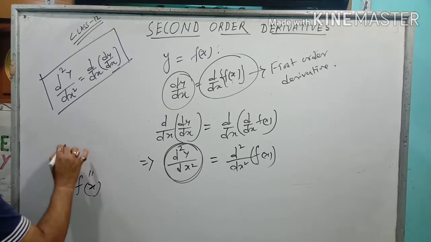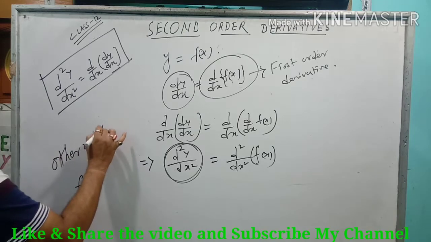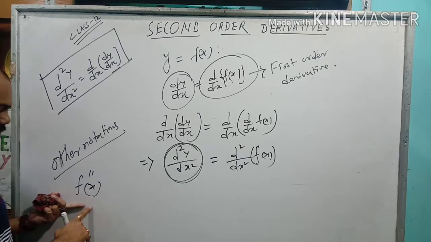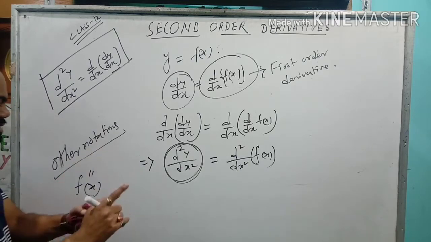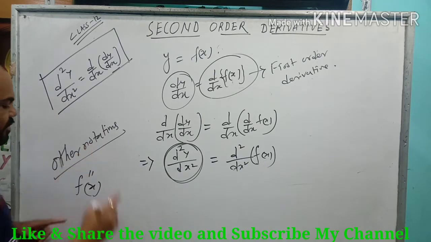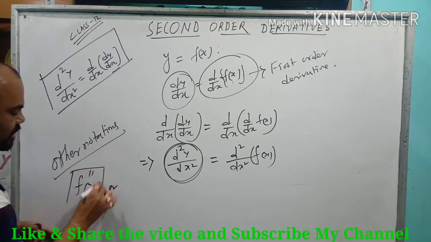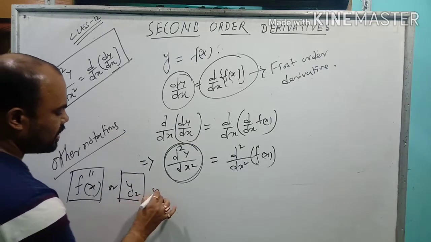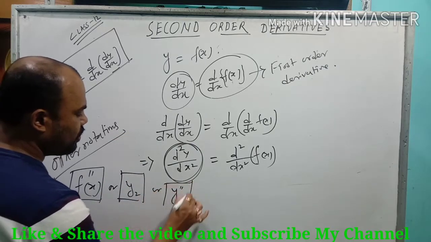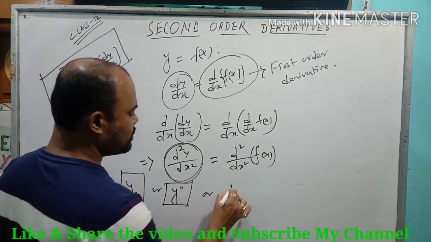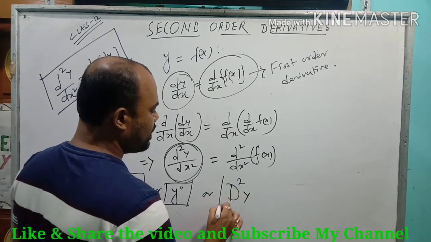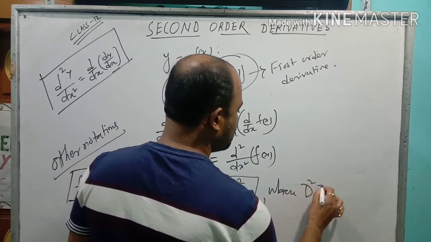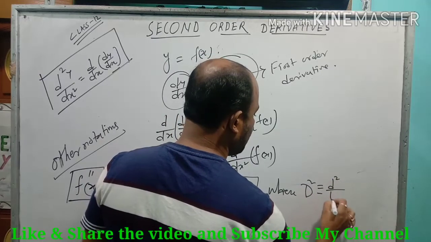These are other notations. It is also written as f dash. See, f dash x denotes the first order derivative, so it will be f double dash or f double prime x. Another notation: it was y1 for the first order derivative, it will be y2. The third one is y double prime or y double dash, and the last notation is capital D square y, where capital D square stands for d2 by dx square.